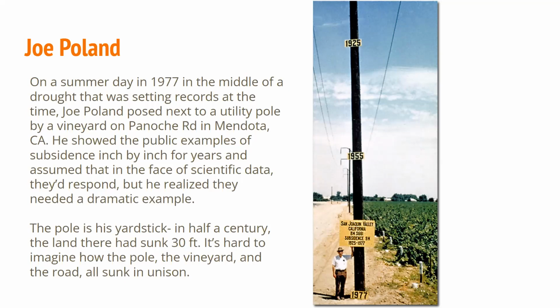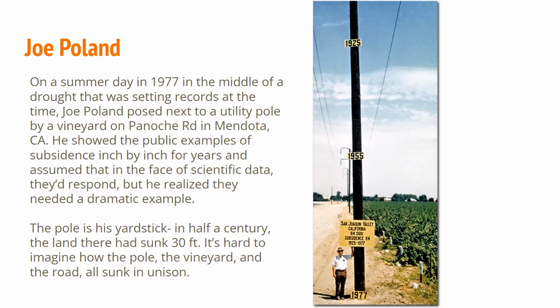You can see here that on a summer day in 1977, this is a famous photo that Joe took. In the middle of a drought that was setting records at the time, Joe posed next to a utility pole on a vineyard and Pinoche Road in Mendota. That's in the Central Valley. He showed the public examples of subsidence inch by inch for years and assumed that in the face of scientific data, they'd respond, but people weren't really quite responding.